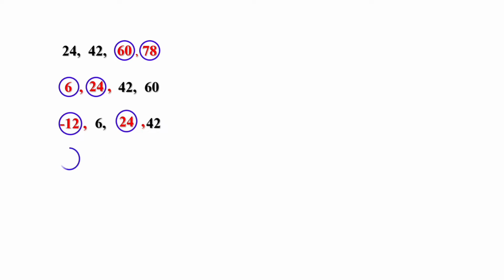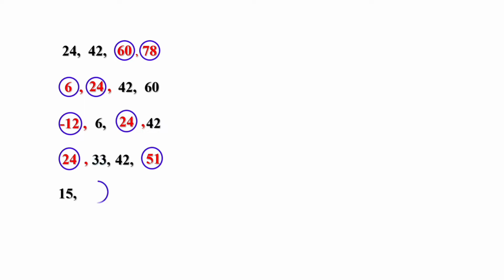The fourth problem: the first term is missing, the second term is 33, the third term is 42, and the last term is missing. Here the common difference is 42 minus 33, that is 9. If you add 9 to 42, we'll get the fourth term, that is 51. And if you subtract 9 from 33, you'll get the first term, that is 24.